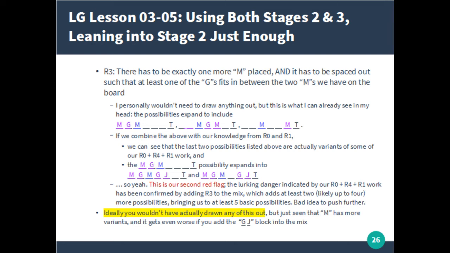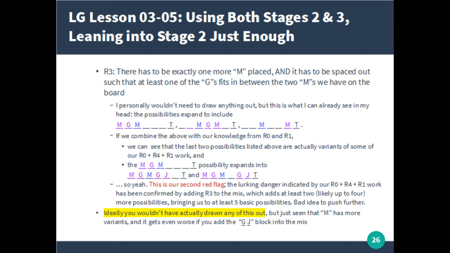The possibilities when it comes to spacing out that second M and the M that we already have on the board are as follows. M, G, M, 3 blanks, and a T. 2 blanks with an MGM group in the middle there, and then another blank capped off with T at the end. And then finally we have 2 blanks, M, 2 blanks, the second M, and our T. So if we combine the above with our knowledge of Rule 0 and Rule 1, we can see that the last 2 possibilities that I've listed on the lines above are actually just variants of some of our Rule 0, Rule 4, Rule 1 work.